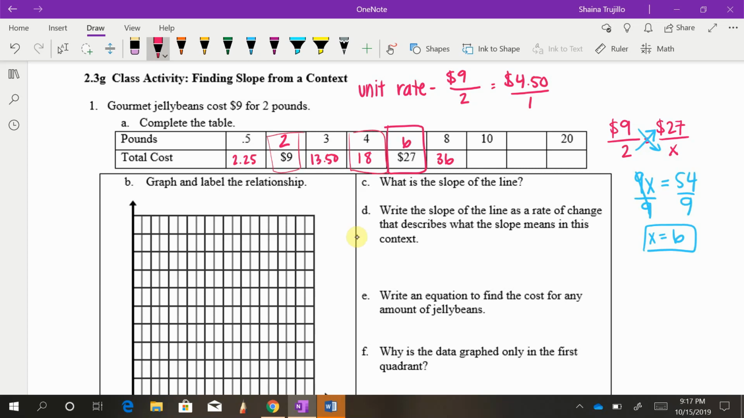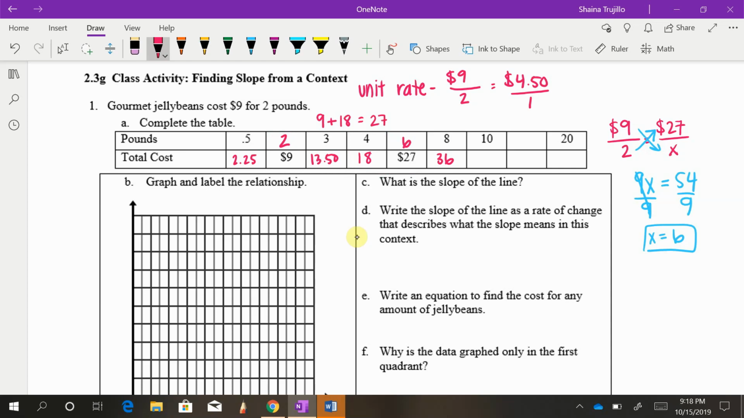Okay, now the cool thing about tables is that if I buy 2 pounds of jelly beans and 4 pounds of jelly beans, it's going to be the same price as 6 pounds of jelly beans. So let me show you really quick. 2 pounds of jelly beans is $9. 4 pounds of jelly beans is $18. 2 plus 4 is 6. 9 plus 18 is 27.